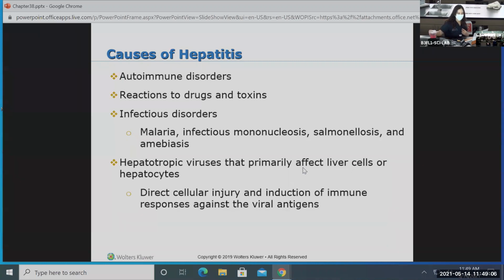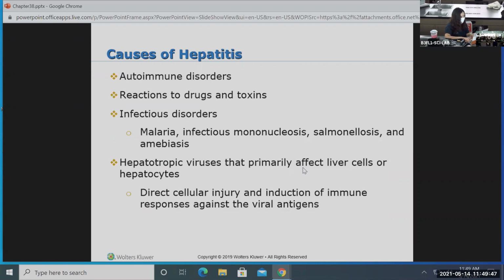Now, reaction to drugs and toxins might cause hepatitis. Infectious disorders like malaria, which we don't have in the West Coast, we do have in the East Coast. Malaria, infectious mononucleosis, salmonellosis, and amoebiasis. It is also common in South America. Malaria is very common. Now, hepatotropic viruses, which is important, primarily affect the liver cells or hepatocytes.